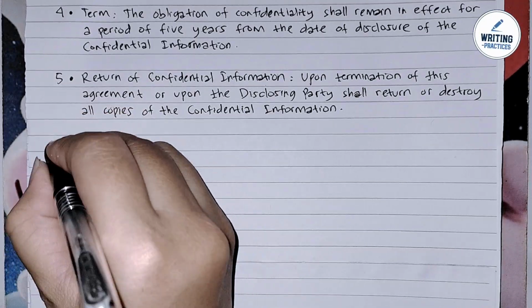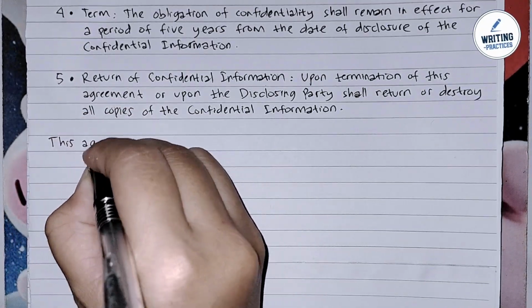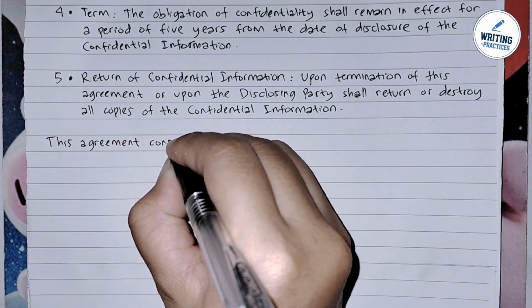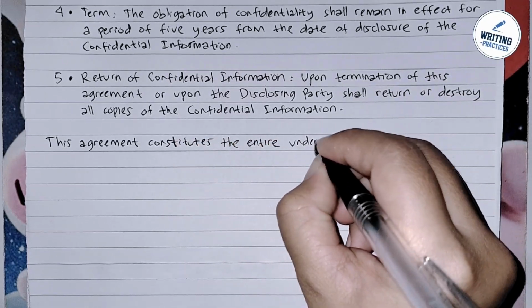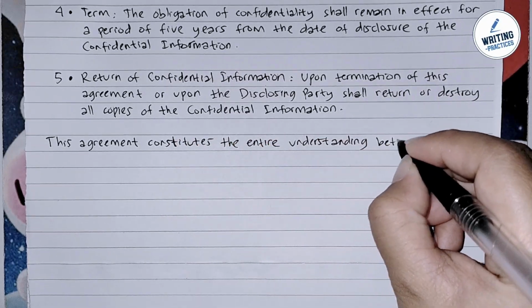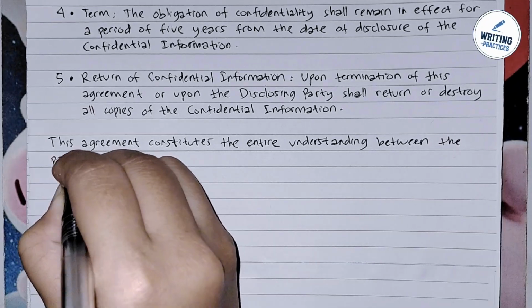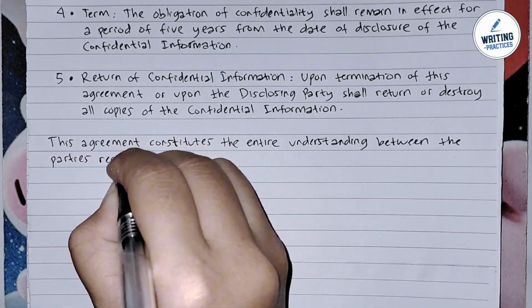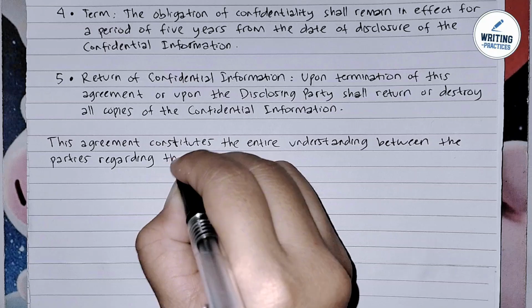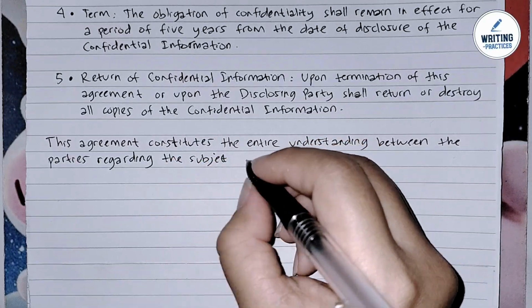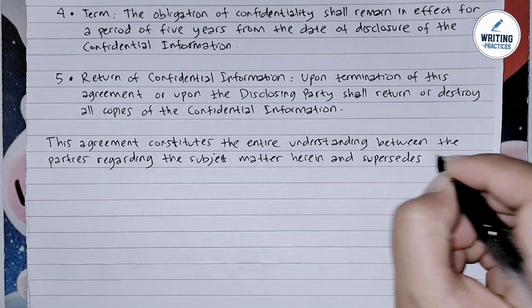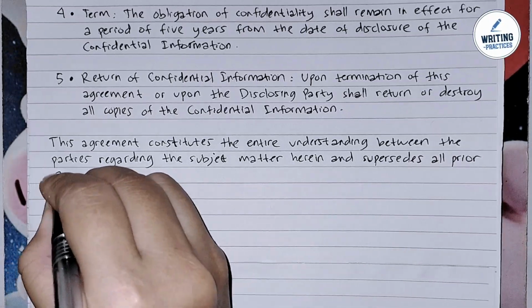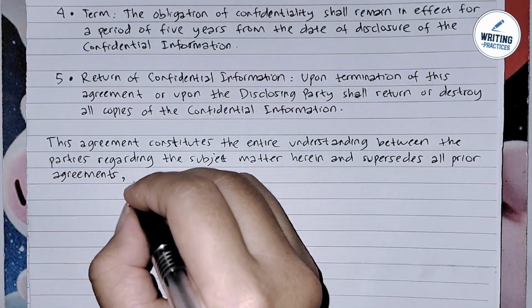In the third paragraph, this is where you write about the entire agreement clause. In this section, you need to state that this document constitutes the entire agreement between the parties regarding confidentiality, superseding any previous agreements. Besides, it also indicates that any changes to the agreement must be made in writing. Of course, this is important for legal clarity and completeness. And here is how you write it.